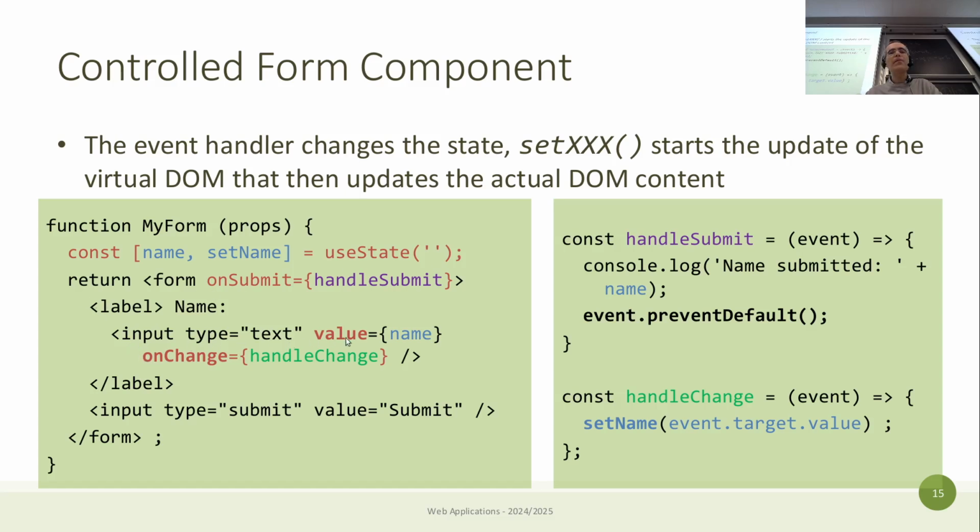Input type text, value name. You see, the name is what I've given as a name for the state. On change, handle change, and the handle change is here on the right: set name, event target value. Okay, very simple input type text. I type something, it gets set into the state, and simply the state will render the component exactly with what I've written inside the form. Okay, good. Let's do one step more.